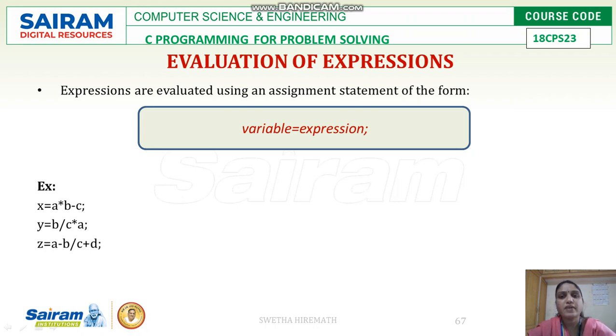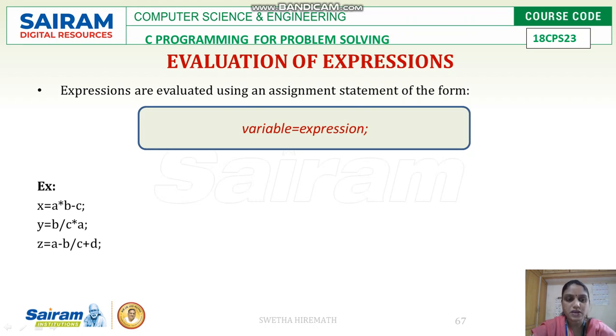Then how are we going to evaluate the expressions? Expressions are evaluated using an assignment statement of the form variable = expression. Whatever expression result we get, we store it in one variable, called the resultant variable. For example, we have x = a * b - c. If we want to calculate the value of this, we have to know the values of a, b and c. Once we substitute the values for a, b and c, we get the resultant value, which will be stored in our variable x.